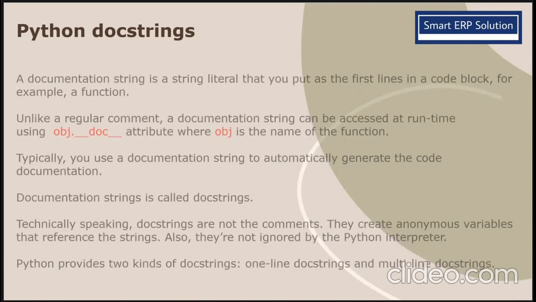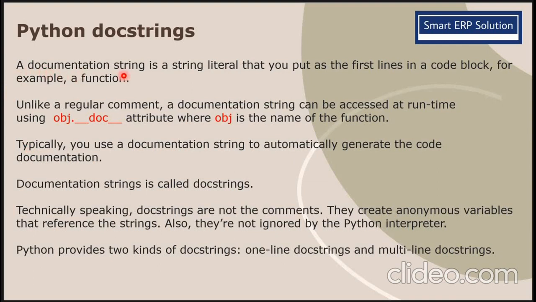Python docstrings. A documentation string is a string literal that you put as the first line in a code block, for example, a function. Unlike a regular comment, a documentation string can be accessed at runtime using the obj.__doc__ attribute, where obj is the name of the function. Typically, you use a documentation string to automatically generate the code documentation. Documentation string is called docstring.